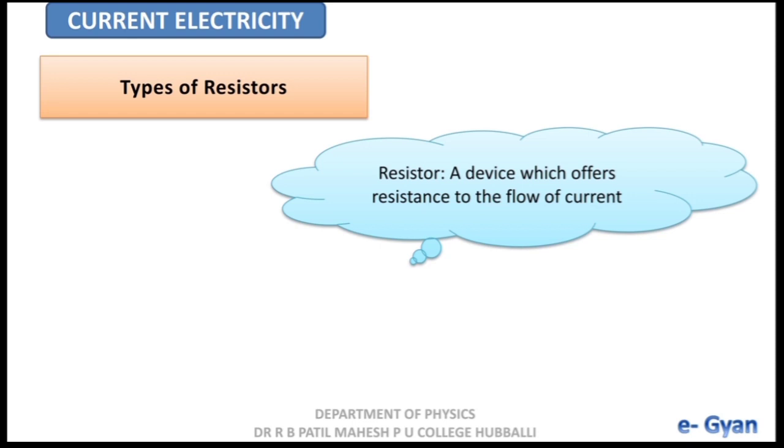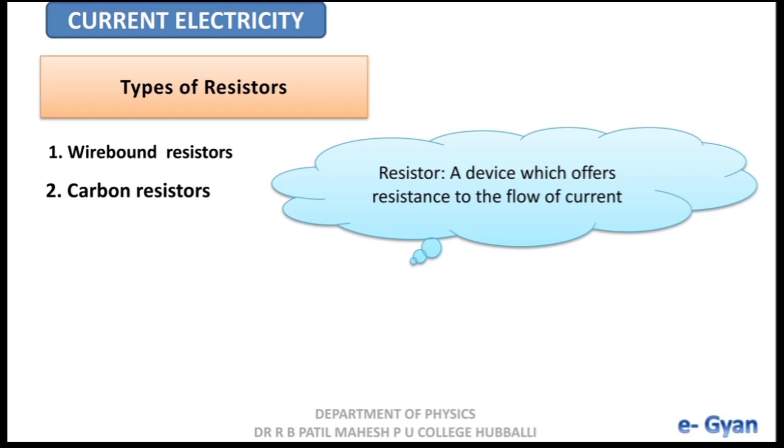There are two types of resistors mainly for commercial purpose. First one, wire bound resistors. Second one, carbon resistors. Now let us briefly study these two one by one. Wire bound resistors are made by winding the wires of metal alloys like manganin, constantan or nichrome.